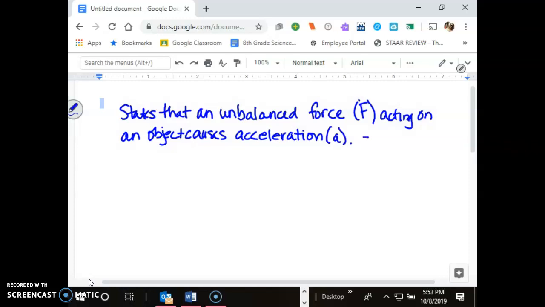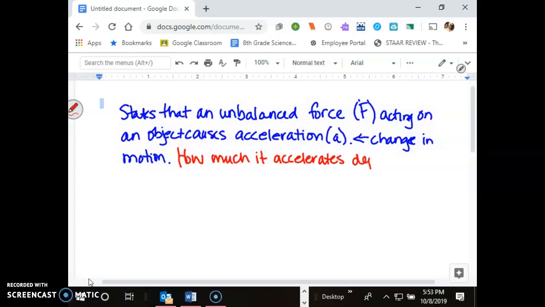And what does acceleration mean? Remember, that means change in motion. So it will cause a change in the object's motion. How much acceleration, or how much it accelerates, depends on its mass. And again, that also makes sense.